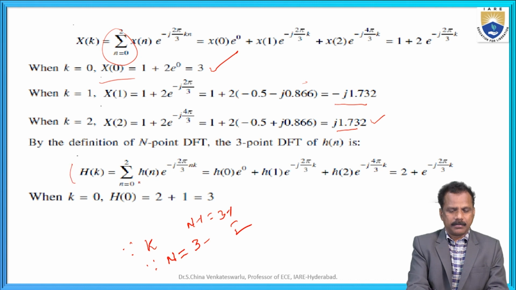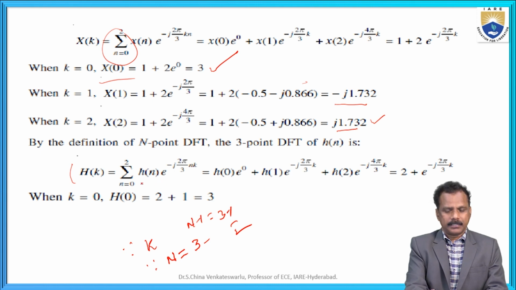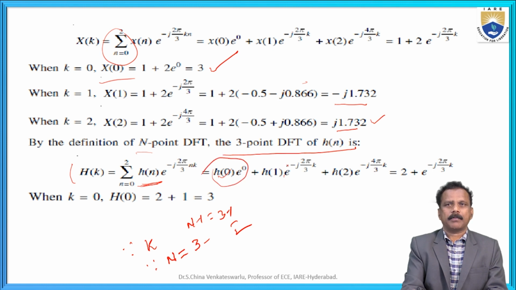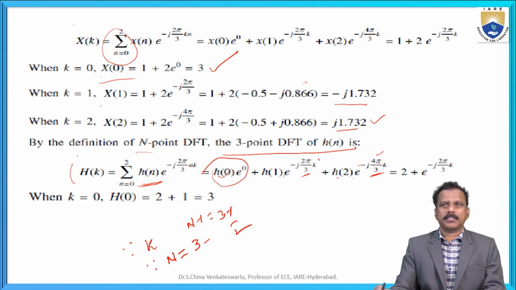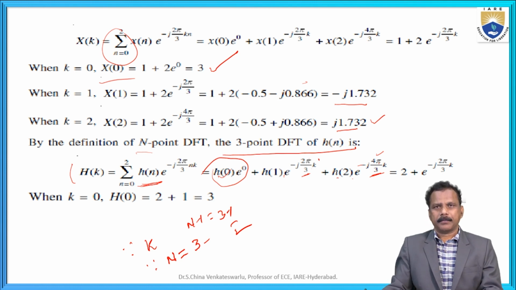That h of k is the summation for n equal to 0 to N minus 1, that is n equal to 0 to 2, of h of n. By the definition of the N-point DFT, the 3-point DFT of h of n is h of n and e power minus j 2 pi by 3 into n k: h of 0 e power 0 plus h of 1 e power minus j 2 pi by 3 into k, plus h of 2 into e power minus j 4 pi by 3 into k. After simplifying this, it is 2 plus e power minus j 2 pi by 3 into k.